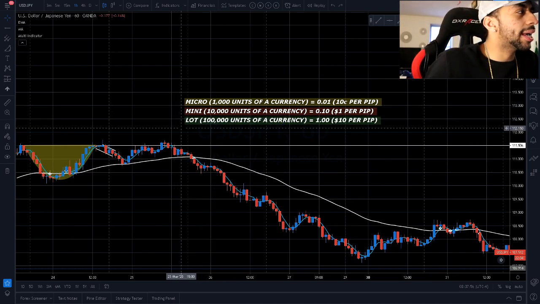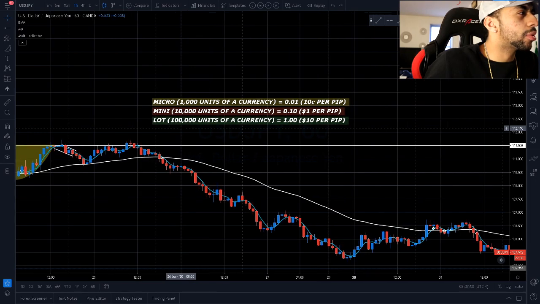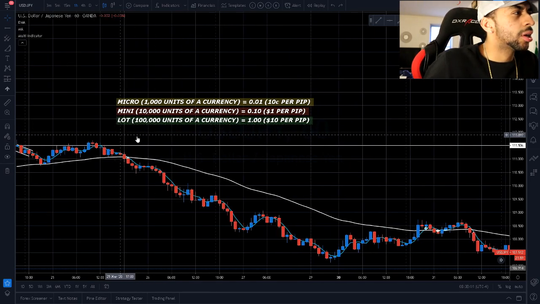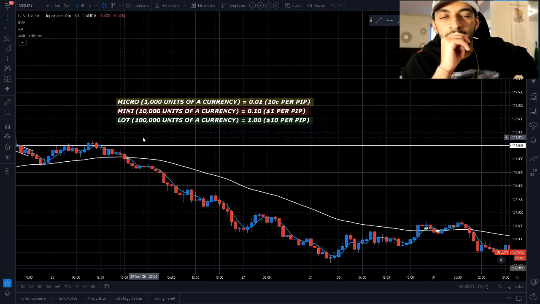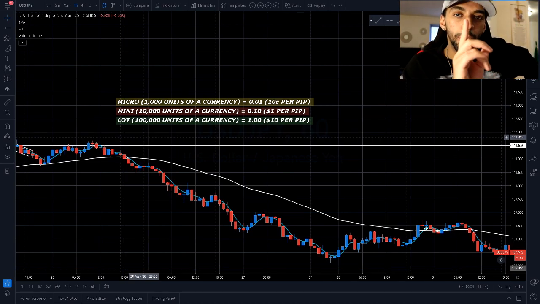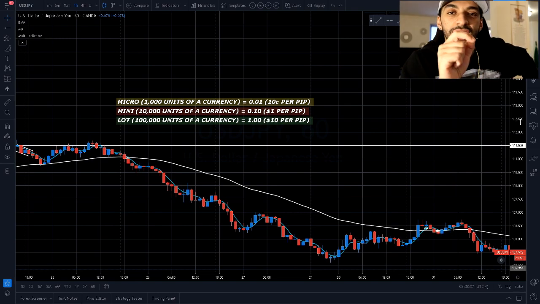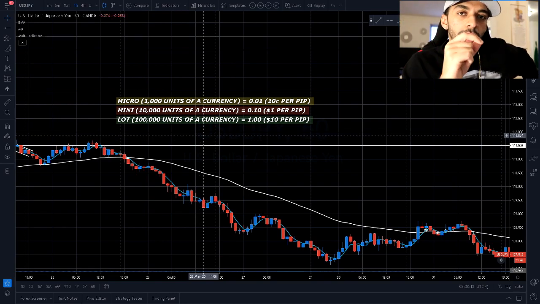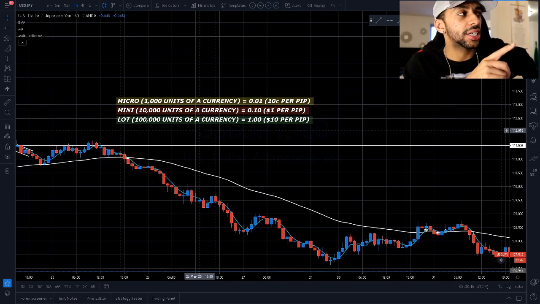Very simple. When we're looking at micros, I'm going to pull this up for you guys. A micro position looks like 1 cent. It looks like a penny. A lot of people come into trading and they always put like $1. They call it a dollar trade. Well, that dollar trade isn't really worth $1, guys. So pay attention: a micro looks like 1 cent.